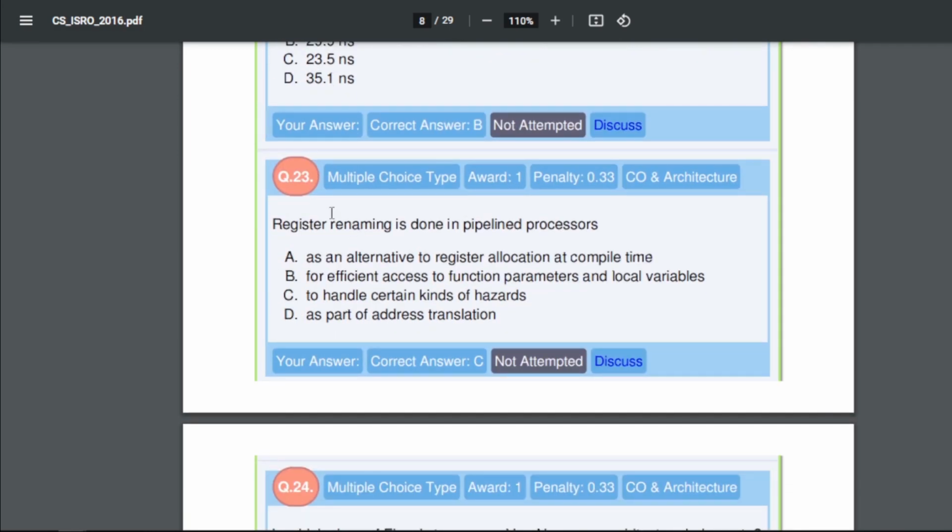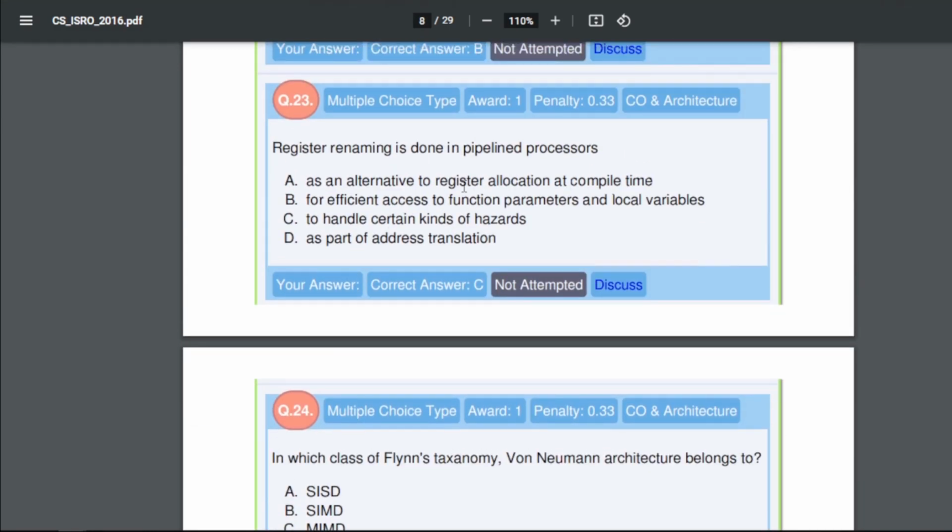Now question number 23 is: register renaming is done in pipeline processor by what? Basically register renaming is done in pipeline processor using C, that is to handle certain kinds of hazards. So always remember this: to handle certain kinds of hazards we do register renaming in pipelines.